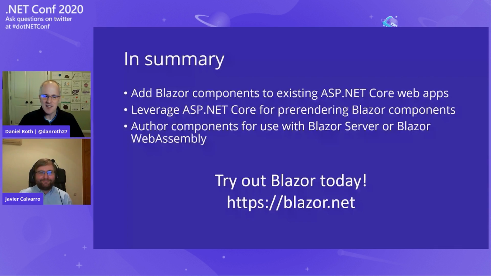So just in summary, what we just saw is how you can take an existing MVC app and add client-side logic to it using Blazor Server or Blazor WebAssembly. We saw how you can improve the perceived load time using pre-rendering and how you can flow state from the server to the client. We also saw how we can make authenticated API calls from the client to APIs on our server. We hope you've enjoyed this session and that you'll try out Blazor and .NET 5 today.